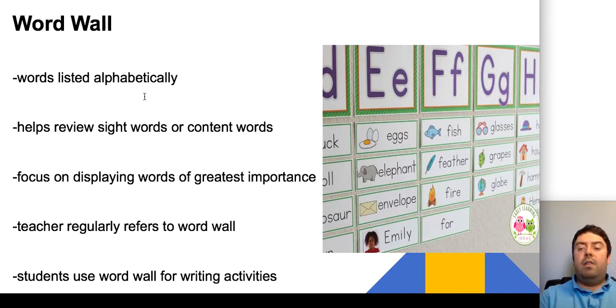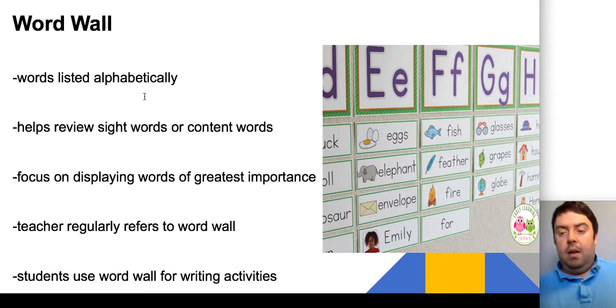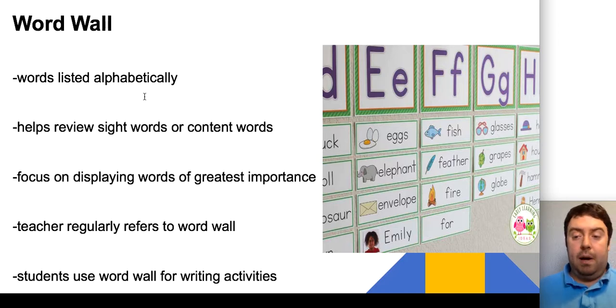A word wall is a wonderful scaffold. This would be a place where you list out the alphabet, and then you could even have students help you find words you've talked about in class that have come up frequently, or academic vocabulary terms you've discussed, and post them under the letter they begin with. A nice thing too, like in this image, is to provide visuals so students remember what those words mean.